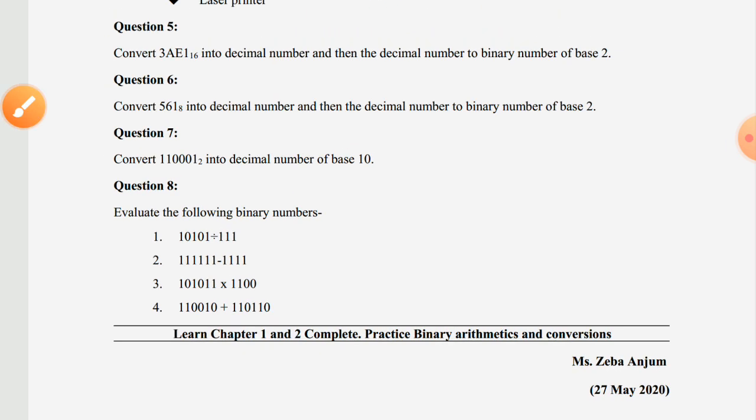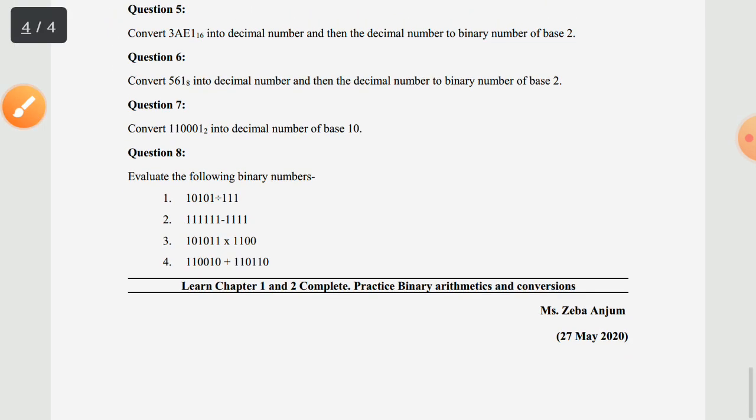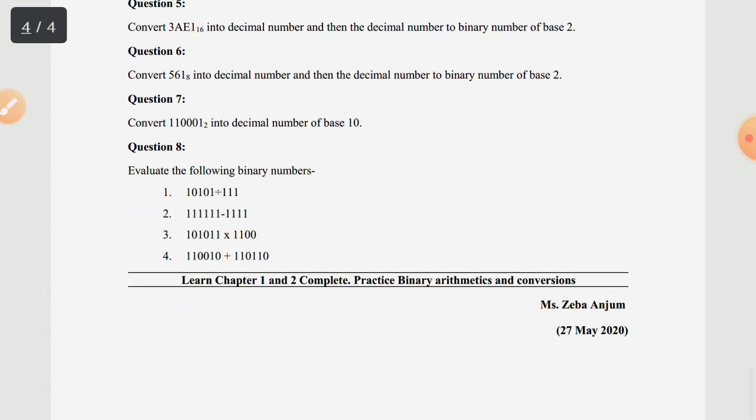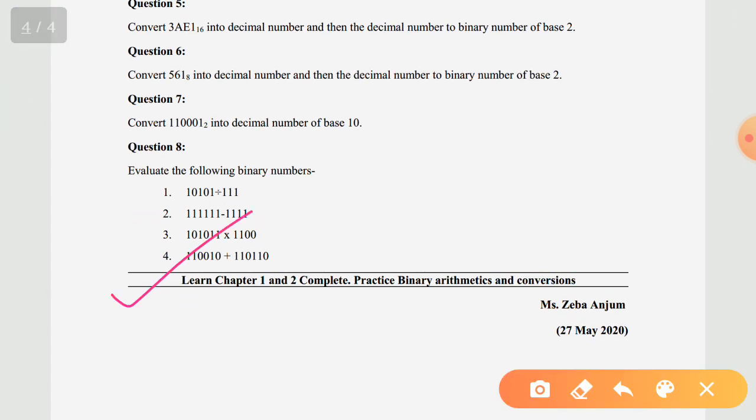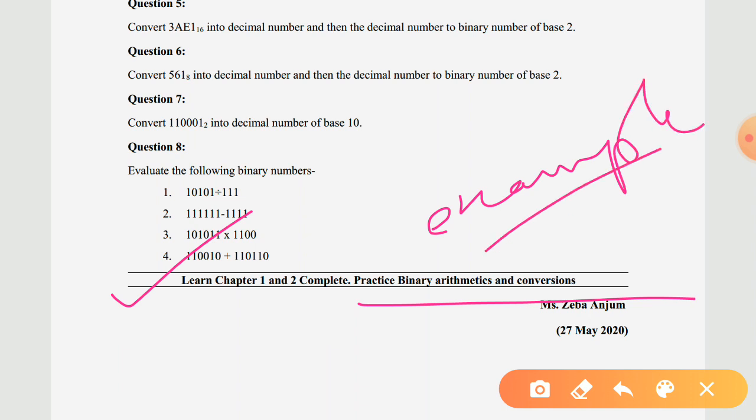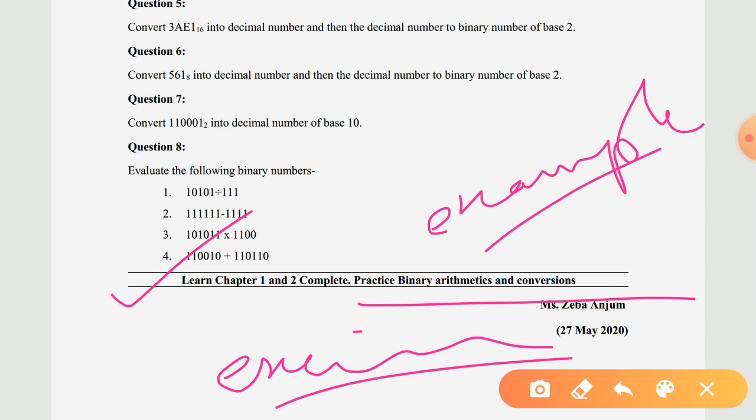Okay, now after all these 8 questions, what you have to do, you have to learn chapter number 1 as well as chapter number 2, and you have to practice these binary arithmetics and conversions. Basically the example portion you try to do. Okay, and in case you want, you can also do the exercise portion yourself, but after your holidays I will be giving you the exercise, so either you do this exercise by yourself, you match your answers with mine, that time that would be better for you.